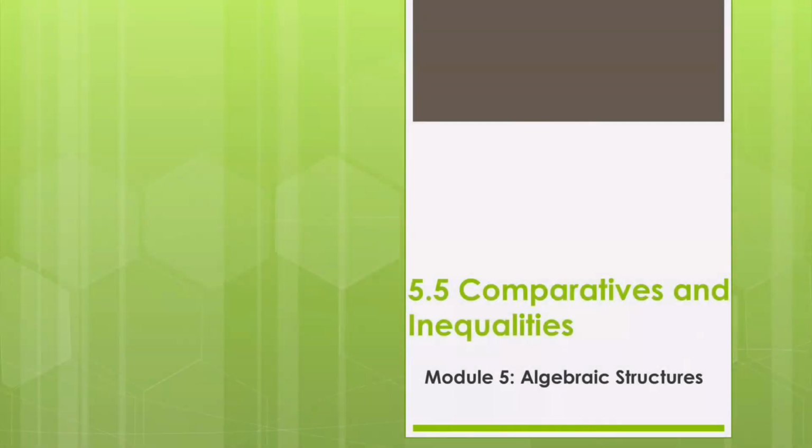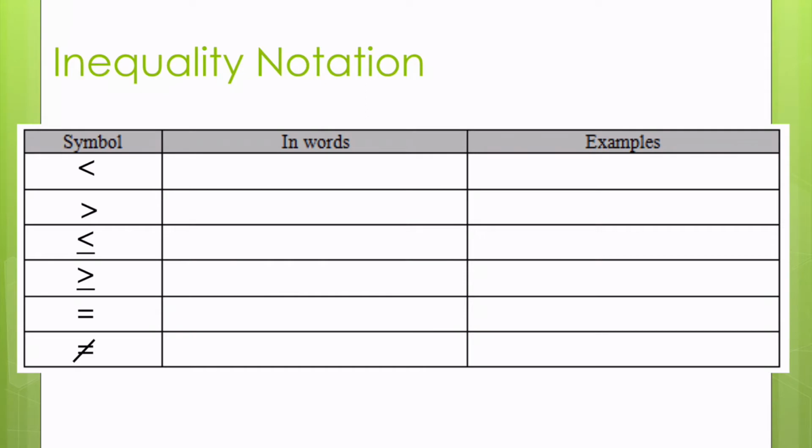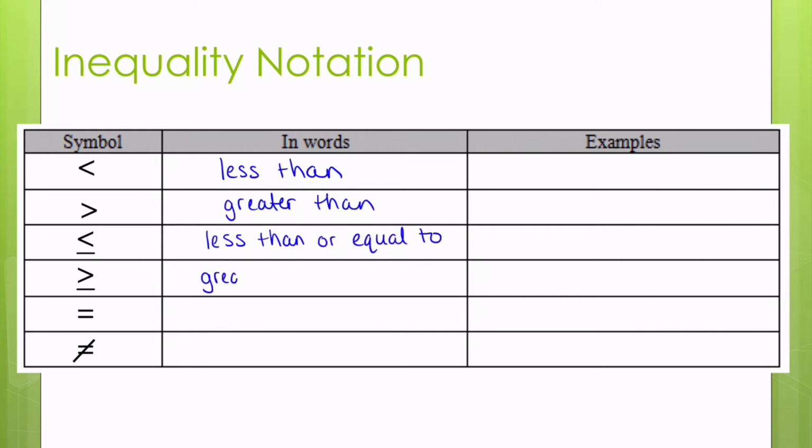This video is going to give you an introduction to comparatives and inequalities. We're going to first start by looking at the different symbols for inequality notation, and these should look somewhat familiar. We've seen them before. This first one here, we can say that it represents less than. We have the one underneath it that is greater than. Next, we have less than or equal to. After that is greater than or equal to.